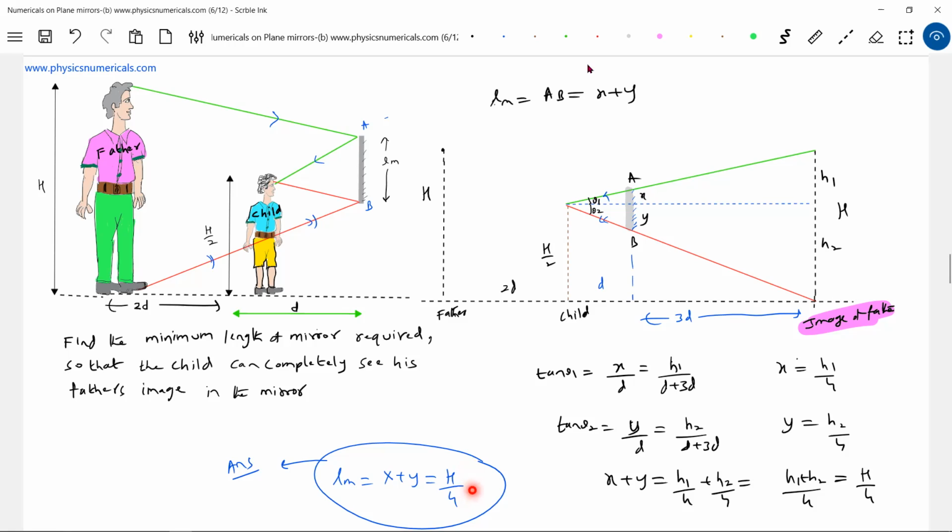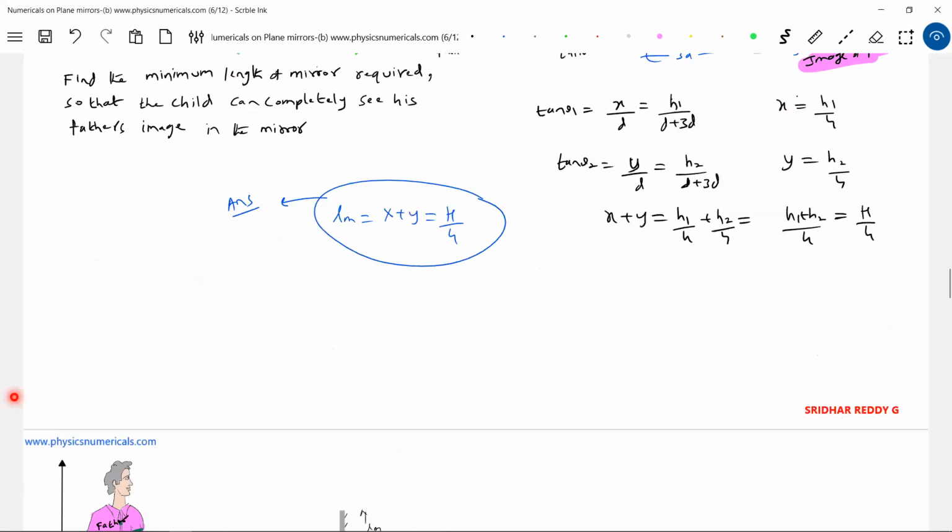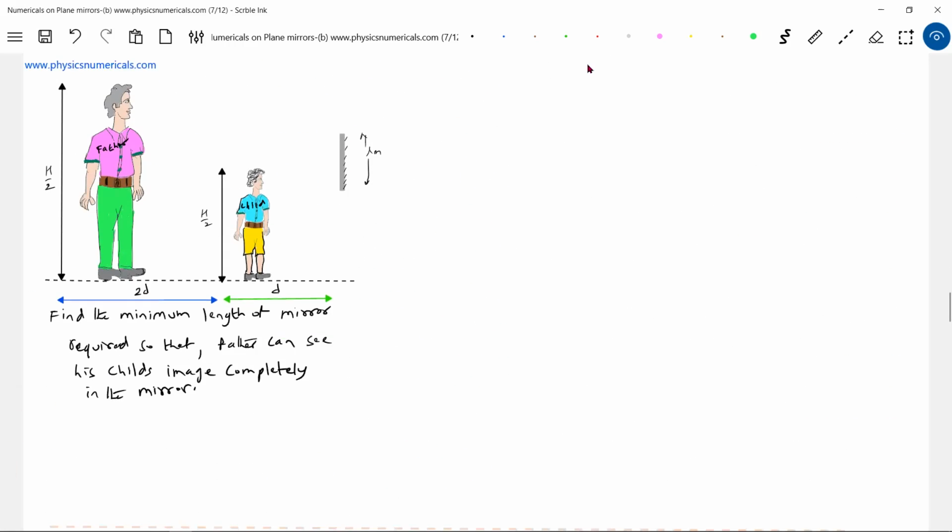That is what h by 4 we have found out. Okay, similarly, same condition. So if this should be from here, 2D.